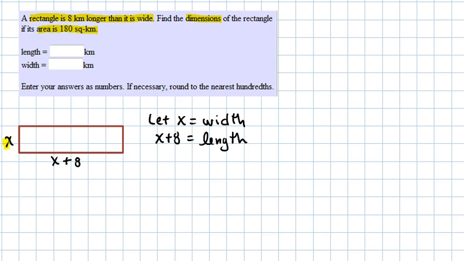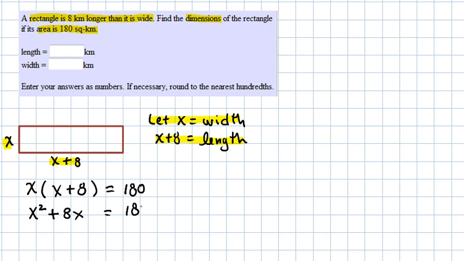So I've got x representing the width, and it tells me that the length is 8 kilometers longer. So if I want to find the area of this, then I take the length times the width. So in this case it's going to be x times the quantity x plus 8, and that's supposed to equal 180. I'm going to go ahead and multiply out the left hand side by distributing the x. So there's my x squared, I know it's a quadratic now, equals 8x, or plus 8x, equals 180.